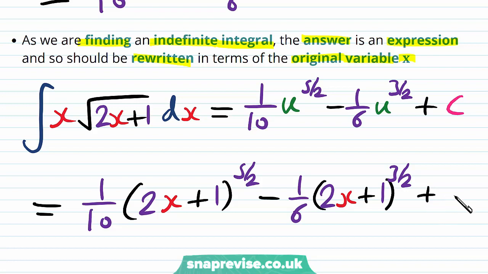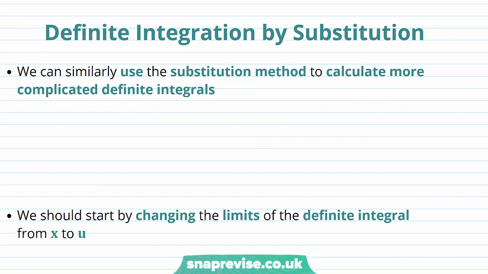our plus c. This is the result from the integral, and it became much easier to do when using this method of integration by substitution. So how can we do definite integration by substitution? We can similarly use the substitution method to calculate more complicated definite integrals.